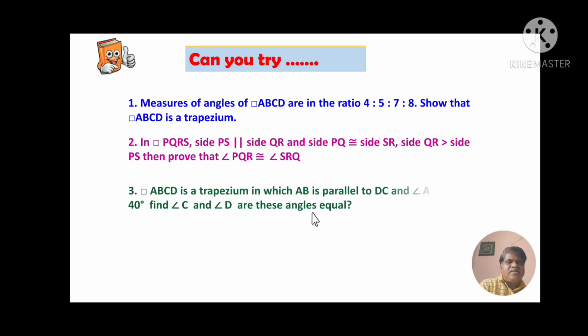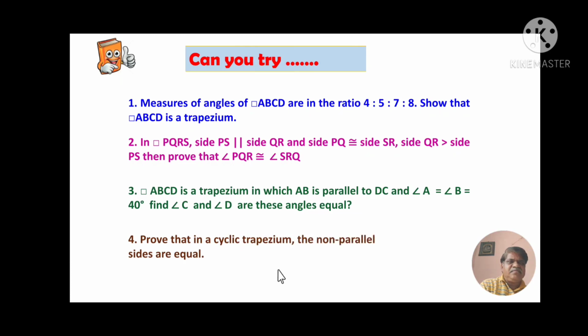Quadrilateral ABCD is a trapezium in which AB is parallel to DC and angle A is equal to angle B is equal to 40 degrees. Find angle C and angle D. Are those angles equal? Prove that in a cyclic trapezium, the non-parallel sides are equal.